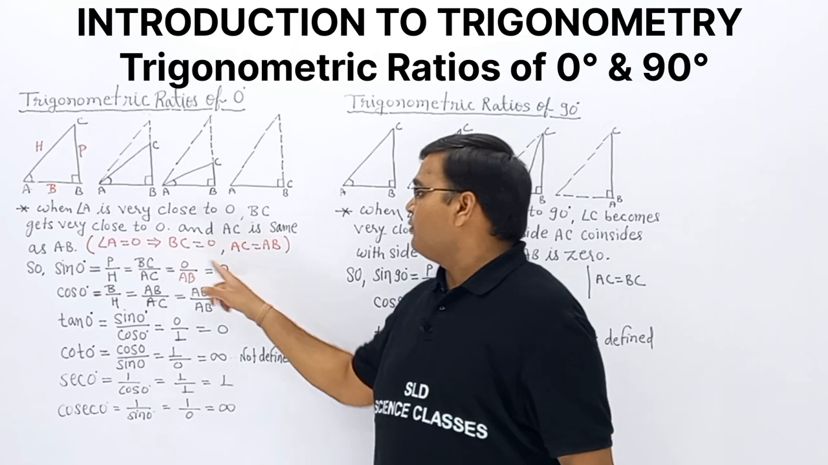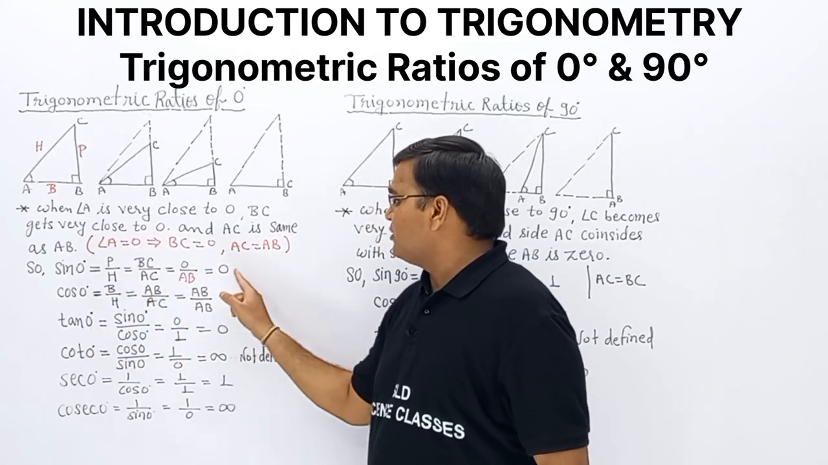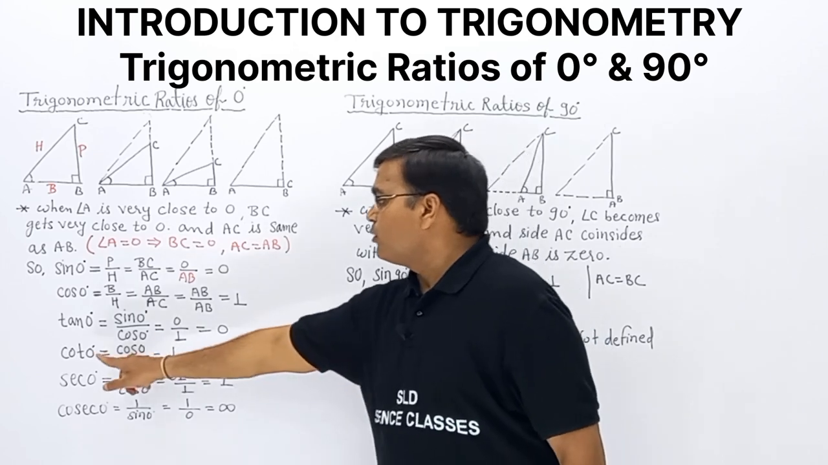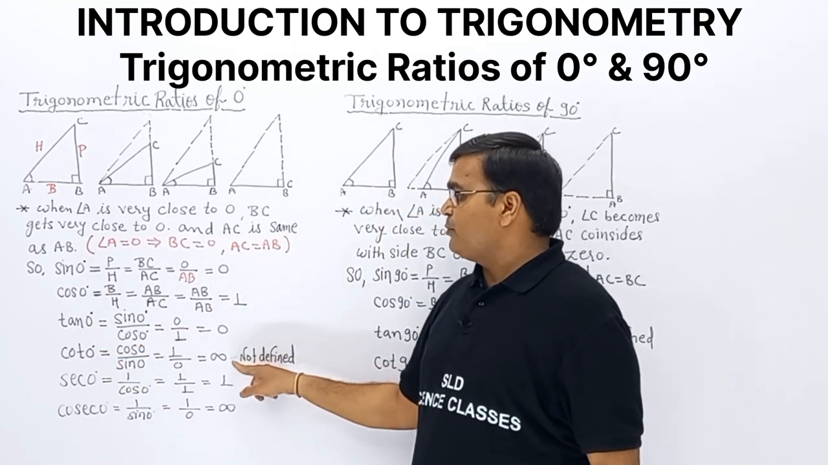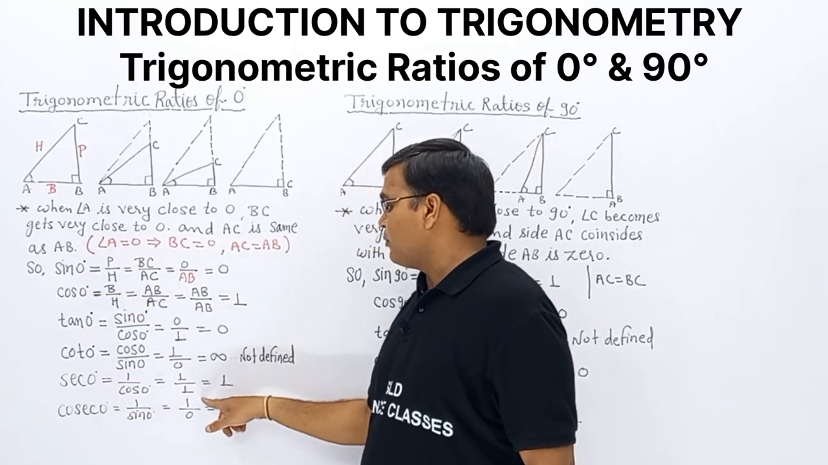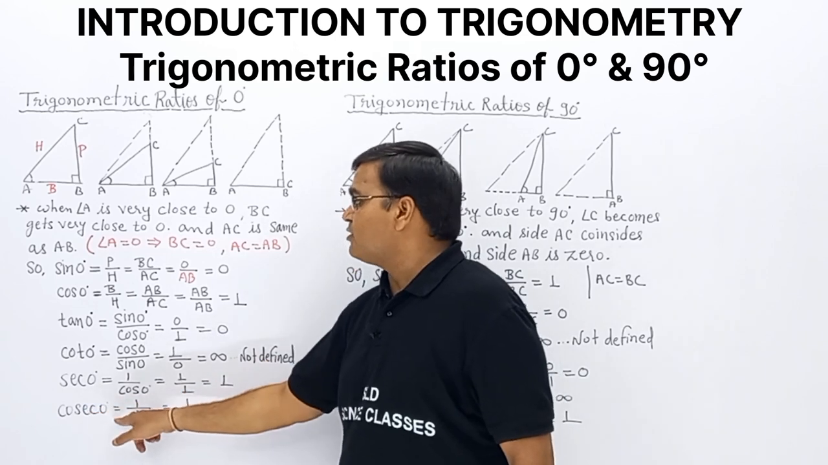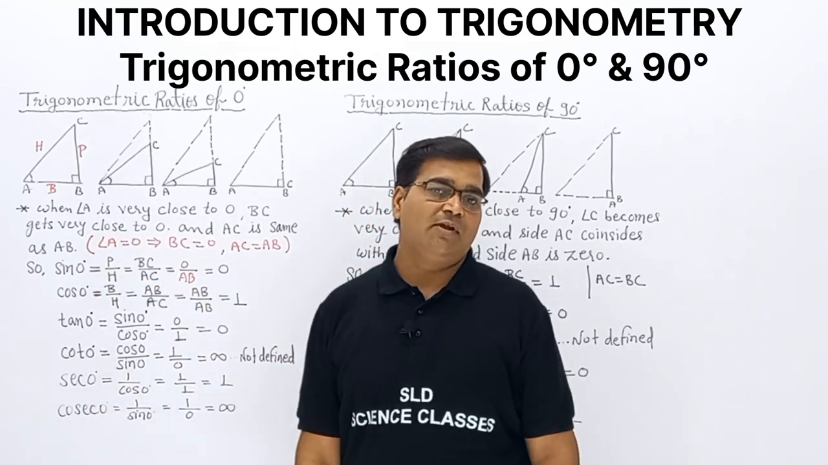So sin 0 will be 0, cos 0 will be 1, tangent 0 will be the ratio 0 upon 1, which is 0. Cot theta will be its reciprocal, so 1 upon 0 will be infinity. Sec 0 will be the reciprocal of cos theta, so 1 upon 1 will be 1. And finally cosec 0 will be the reciprocal of sin 0, so we get an infinity value.